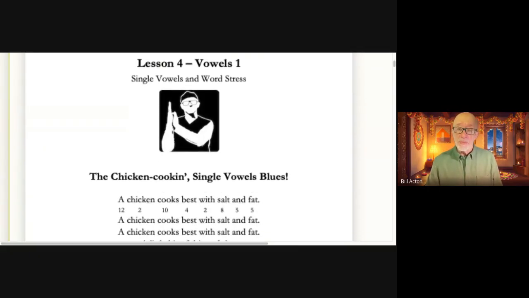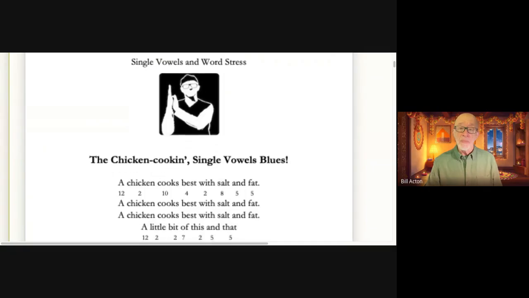For the warm-up, we usually do some sort of a stretching exercise of breathing and posture. Like I mentioned last week, for you personally, especially if you like to sing, just doing a song at the beginning is a great way to start. And I've written songs for every lesson. This is the one for the single vowels. It's the Chicken Cookin' Single Vowels Blues.